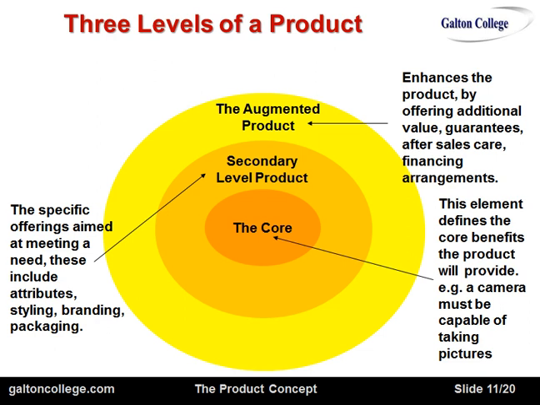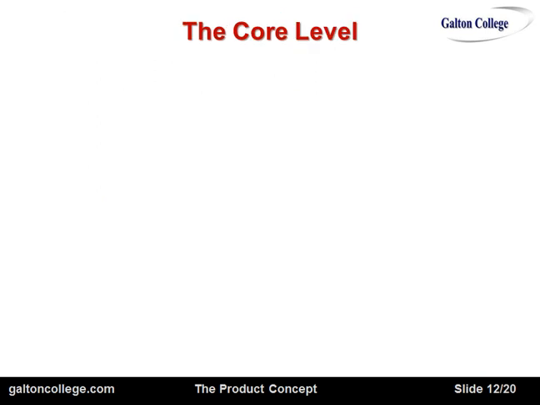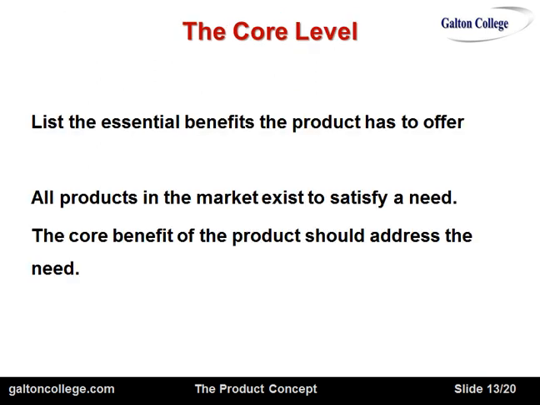Now let's look at these in slightly more detail. Let's start with the core level. Well, it lists the essential benefits the product has to offer. All products in the market exist to satisfy a need. The core benefit of the product should address the need. So in the case of the camera, the need was to take pictures. So the core must address that. It's essential.